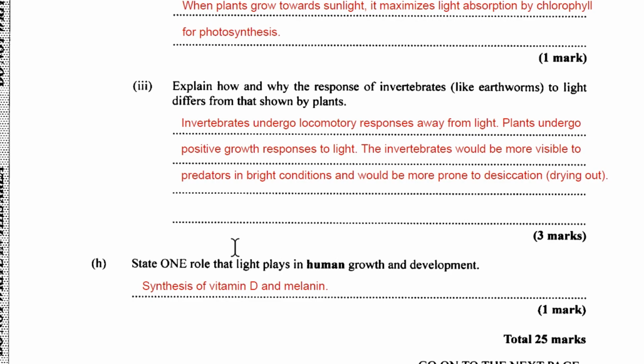State one role that light plays in human growth and development. Either one of these would do: the synthesis of vitamin D by the skin, or melanin. As you go out in the sun, your skin produces more melanin, and that's actually how you get a tan. And that is 25 marks.